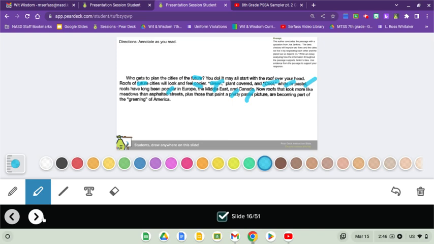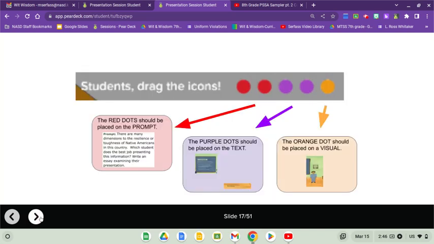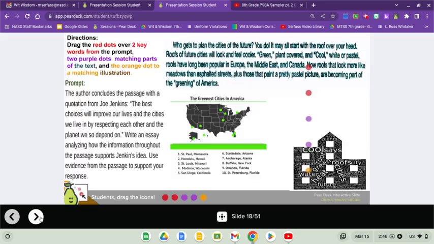Excellent work. All right, slide 17. Now on slide 17, we do a little something different. We start to think about the TDA, or the text dependent analysis prompt, and to see how we can understand the prompt, understand the text we have to address, and then think about it a little bit before we end up writing the essay.